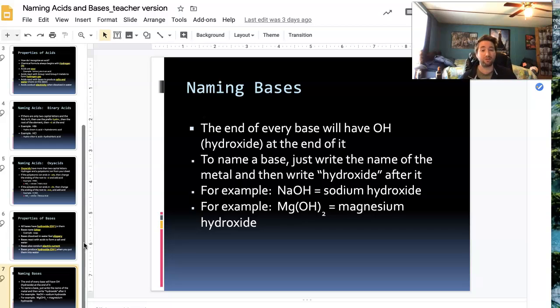All right, so the next one is going to be MgOH2. The 2 doesn't matter down here. It's just trying to offset the charges here. So we've got OH, which is hydroxide. So we know that it's a base. And then we've got Mg here. So we're going to figure out what Mg is. We're going to know that that's magnesium. So it's going to be magnesium hydroxide. And it's really that easy.